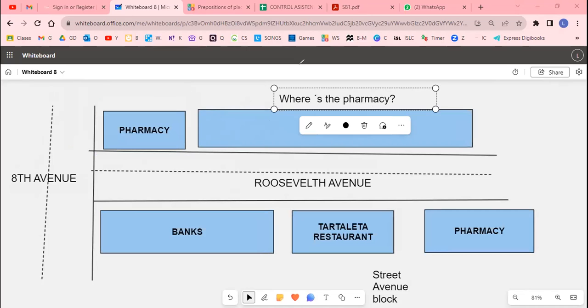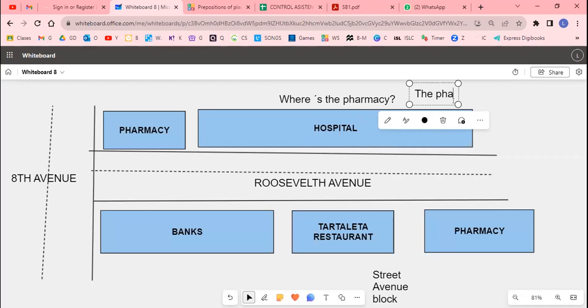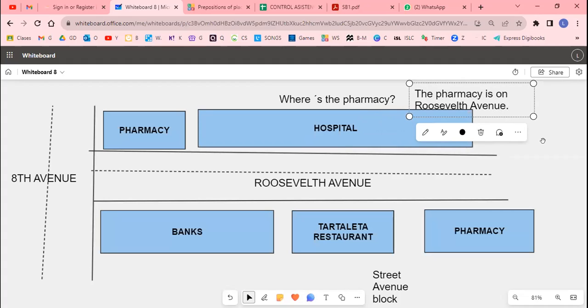Entonces, bueno, voy a silenciar a todos. Entonces, where is the pharmacy? Ok, entonces viene y dicen, primero el lugar, the pharmacy. Para responder sería, the pharmacy is, una respuesta puede ser, sobre la avenida Roosevelt sería, is on Roosevelt Avenue. Ok, esa puede ser una respuesta.